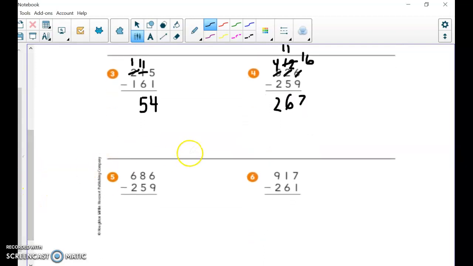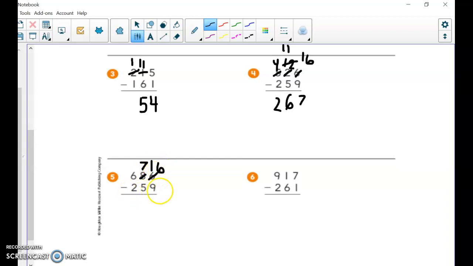Let's continue. Number 5. We have 6 minus 9. Does that work? Nope. So we have to go over to our tens place, ungroup. Instead of 8 tens, it becomes 7 tens. We're turning those tens into ones. It's going to become 16 ones.